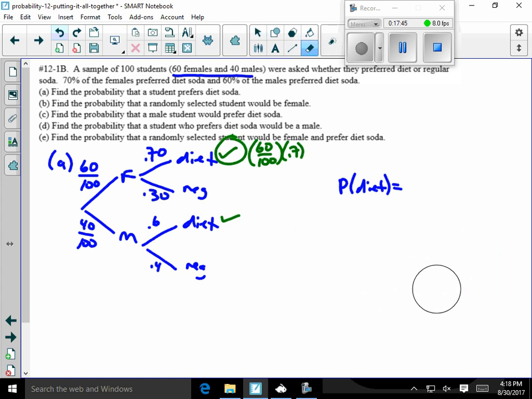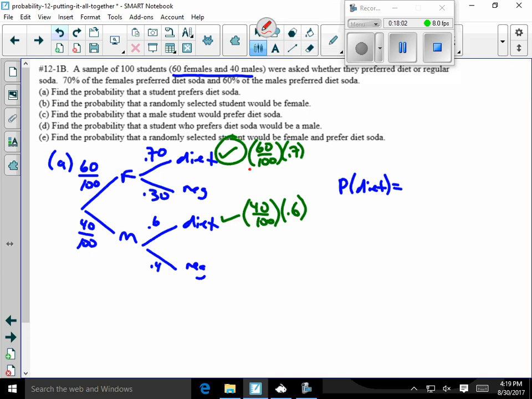Okay, and that's one of the ways to like diet. The other way is the second check mark, and for similar reasons, this would be the probability of being a male, which is 40 out of 100, times the probability that you like diet if you are a male, which is 60%.